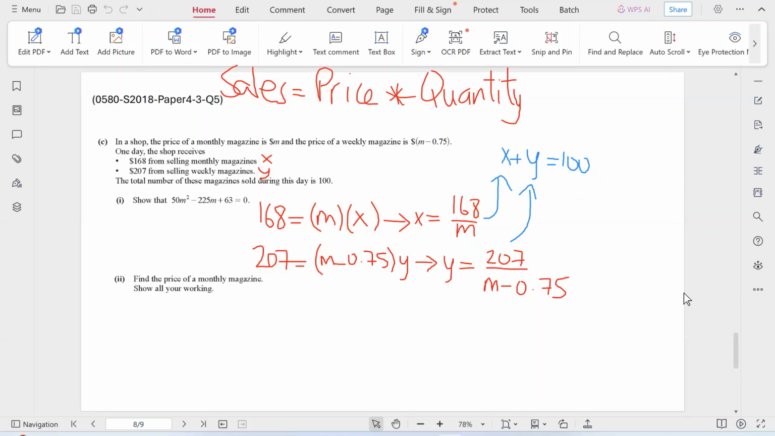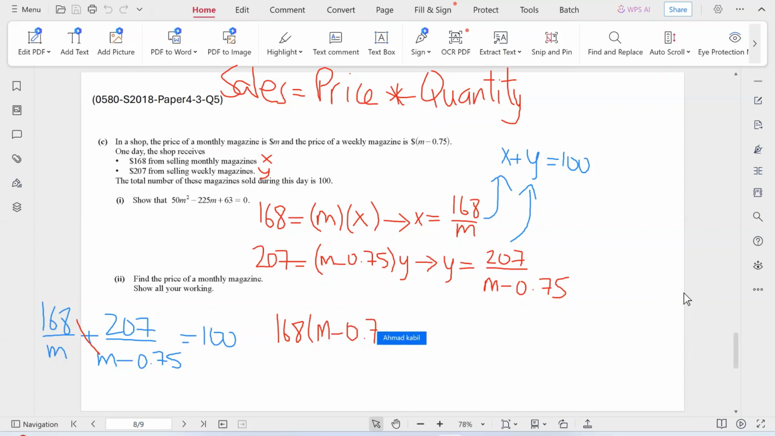I'm going to start at the left here just to get some space. So we have 168 over M plus 207 over M minus 0.75 equals 100. Then we do the butterfly technique, multiply these together. So we get 168 multiplied by M minus 0.75. And then we multiply the M by the 207. And the sign here is plus.